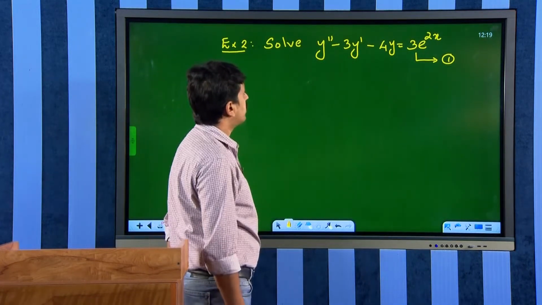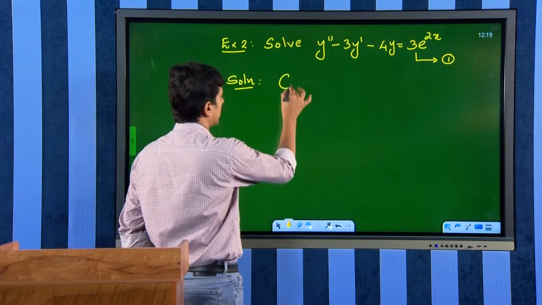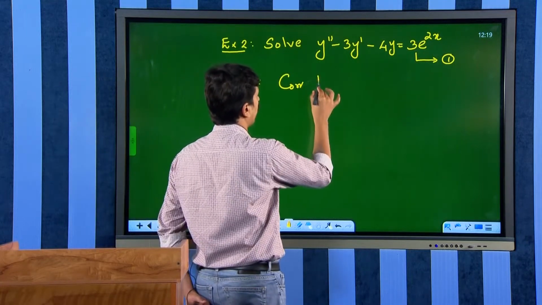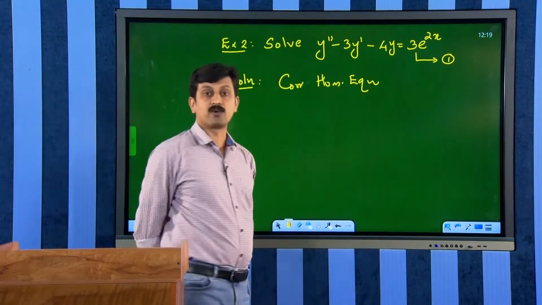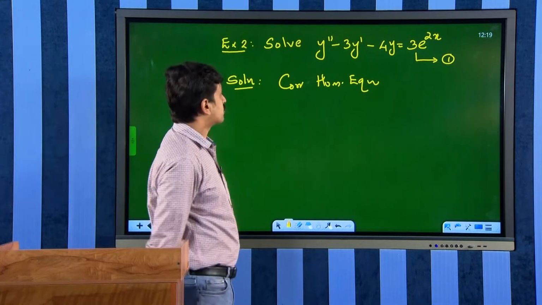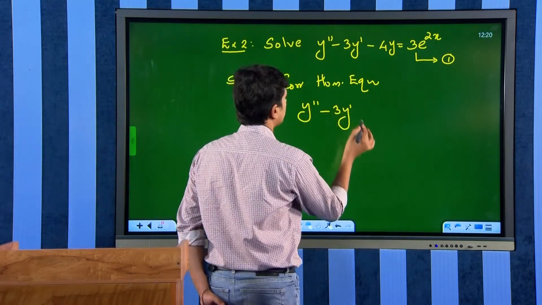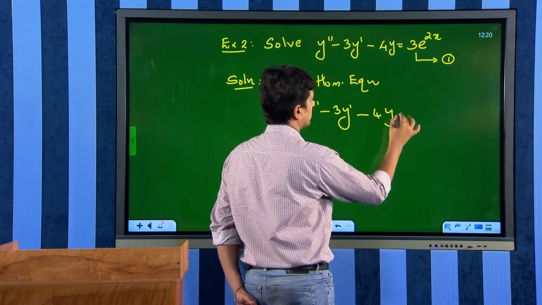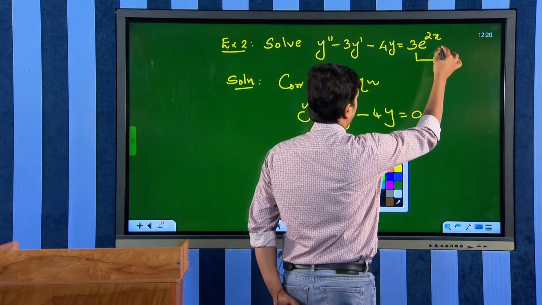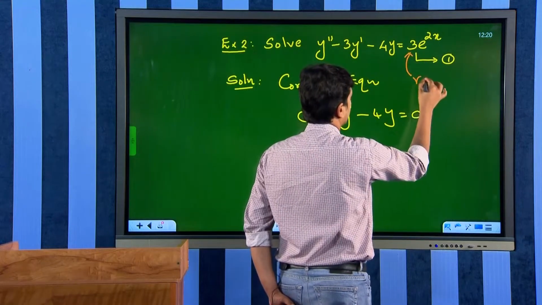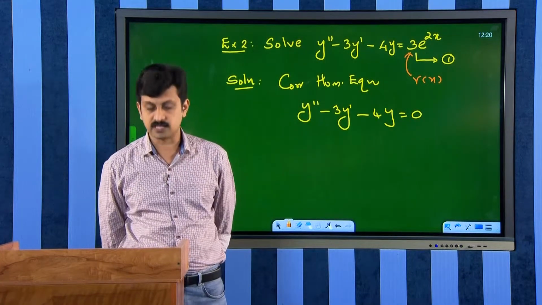As part of the solution, I would like to write the corresponding homogeneous equation. The corresponding homogeneous equation is y double dash minus 3y dash minus 4y is equal to 0, and this is the r of x. R of x is 3 e raised to 2x.